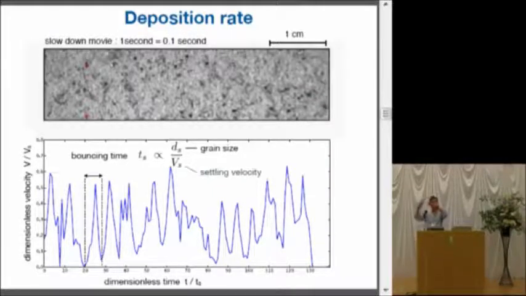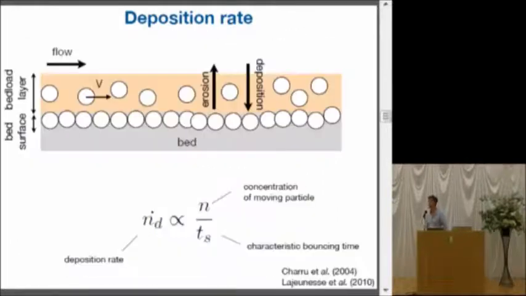So now imagine that each time the particle hits the sediment bed, it has a finite probability to remain trapped on the bed. Then if this is the case, you end up with the following prediction for the deposition rate. The deposition rate should scale as the concentration of moving particles, the number of particles in motion, divided by the characteristic bouncing time. And indeed, the experiments confirm that. Now I'm going to end with the erosion rate.